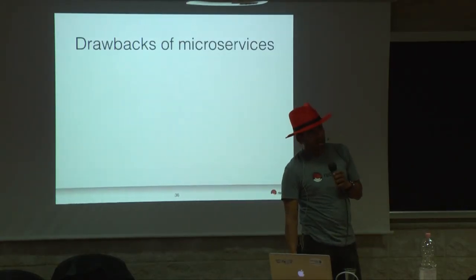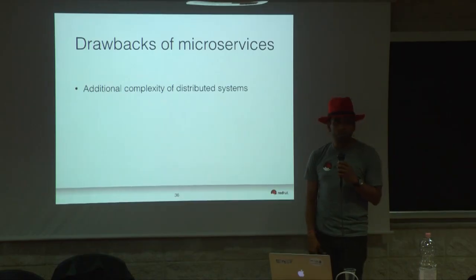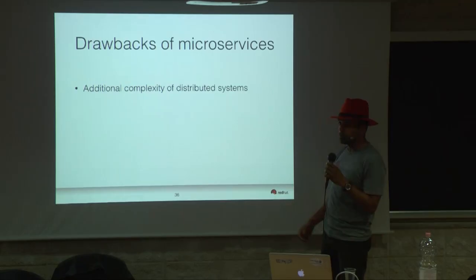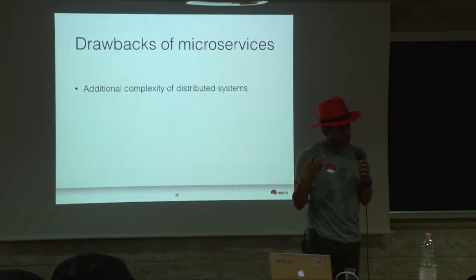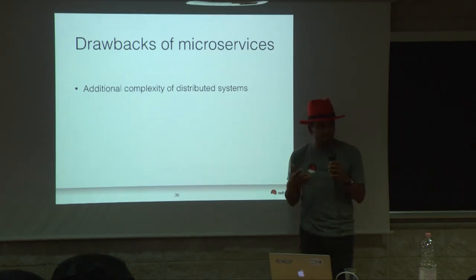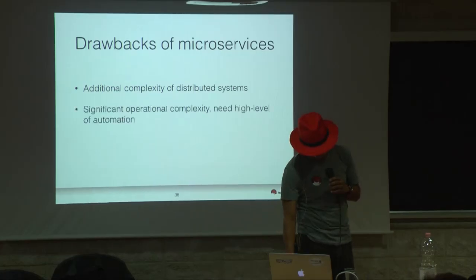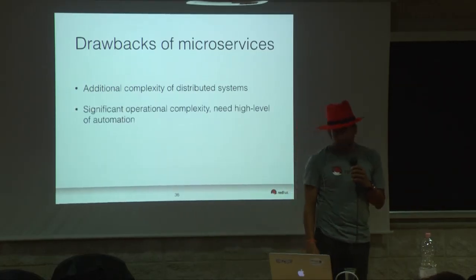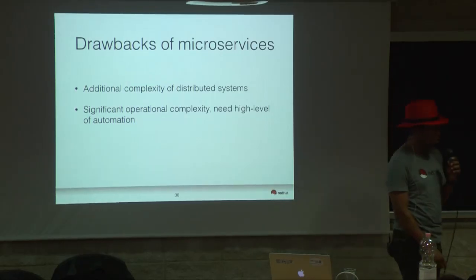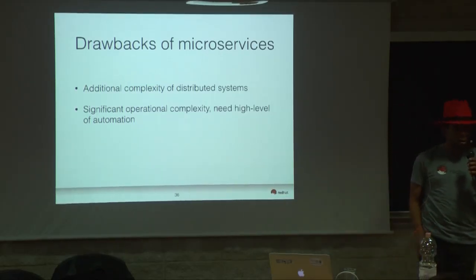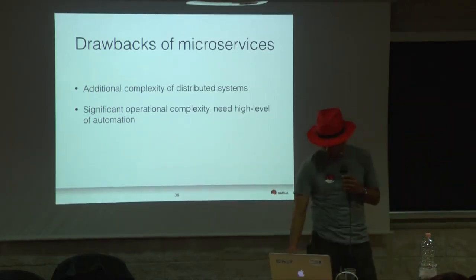So microservices is not a panacea, as I said. This definitely adds complexity because now you're running a distributed system. So libraries like Hystrix, or Netflix open source libraries, resiliency, failover, all those need to be taken into consideration. It does require a significant operational complexity. So a very high level of automation is very, very important. Because if it's automated, then you can do your continuous deployment and things like that very easily with this.